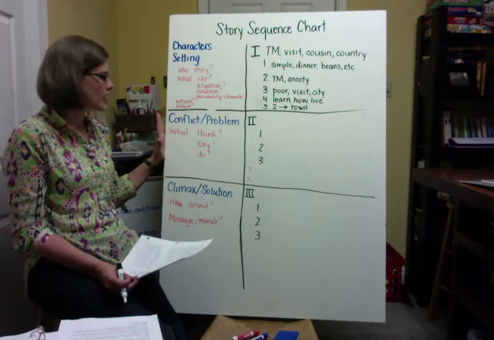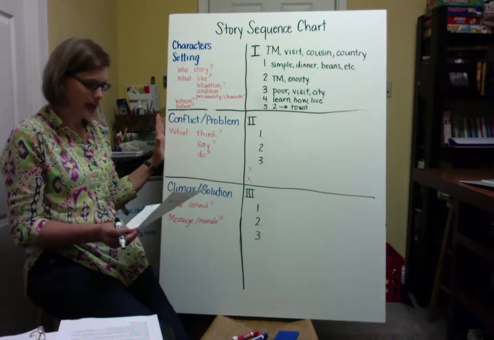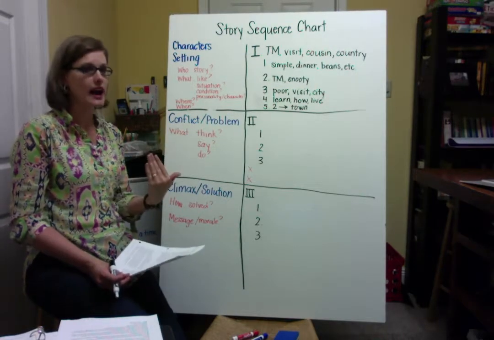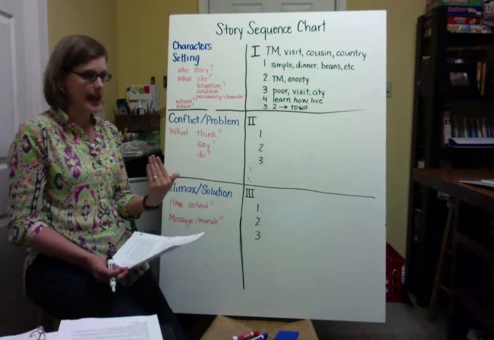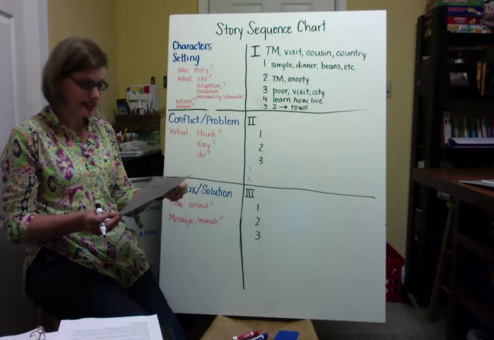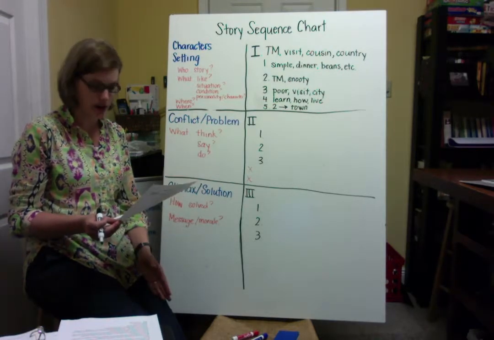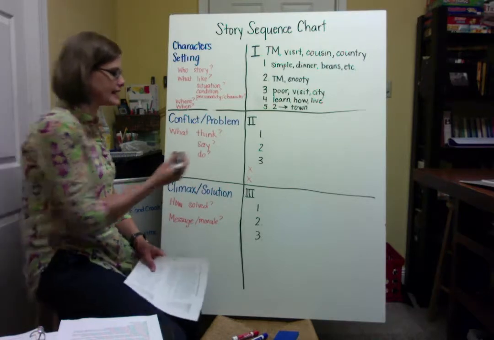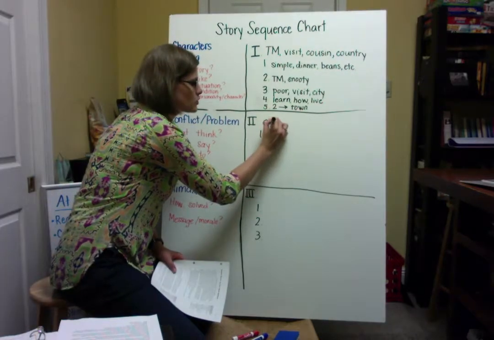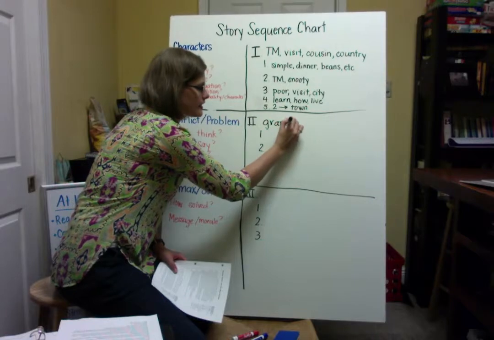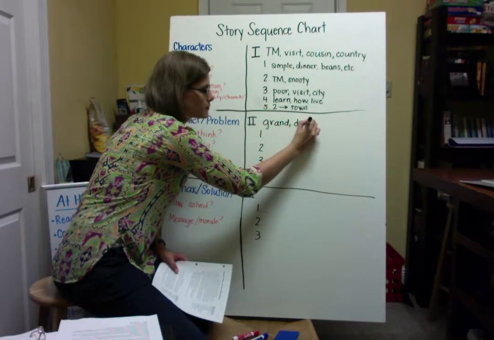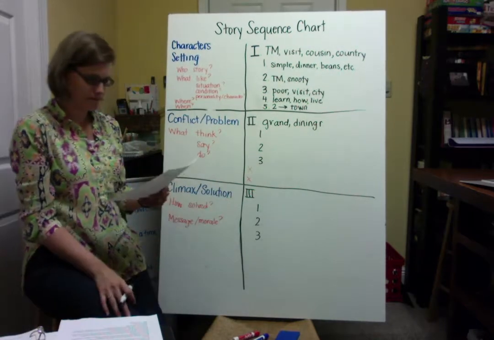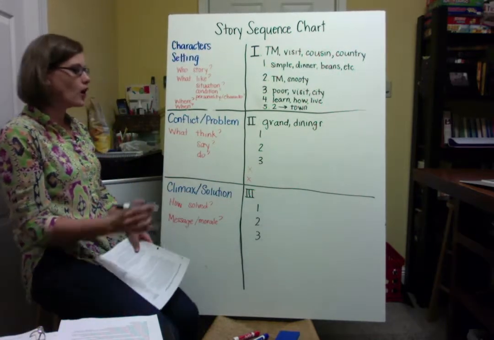And now we move to our conflict or problem. And so what is that problem? Okay, so they have arrived in town and it says that he will want some refreshment after his long journey. So where does he take him? And he takes him into the grand dining room for a feast.